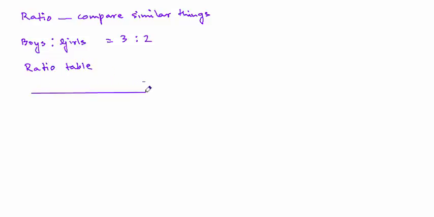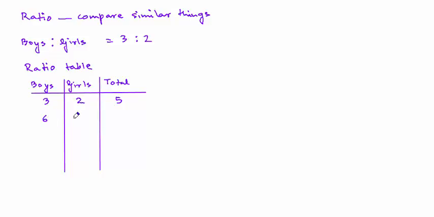A table in which each row represents the different scenarios for the number of boys, the number of girls, and the total number. So let's say the first column is for boys, the second column is for girls, and then you have a total number of students column. If there were to be 3 boys in the class, there would be 2 girls, then the total number would be 5. If there are 6 boys, there would be 4 girls, the total would be 10. If this number is 9, this would be 6 and the total would be 15, and so on.